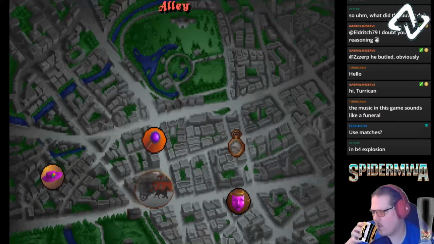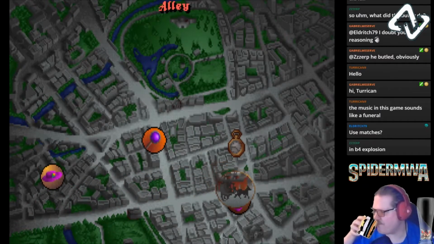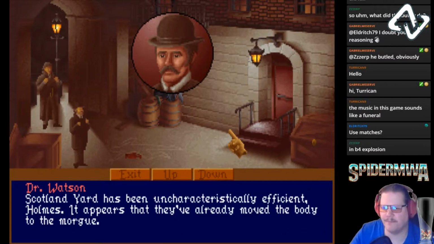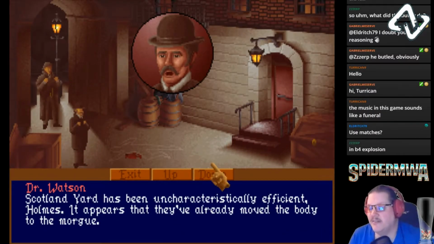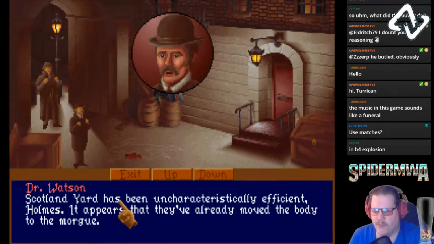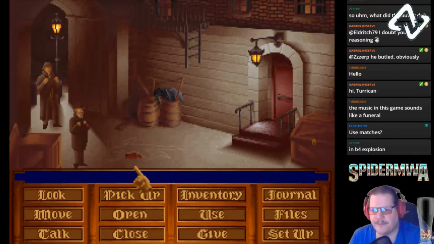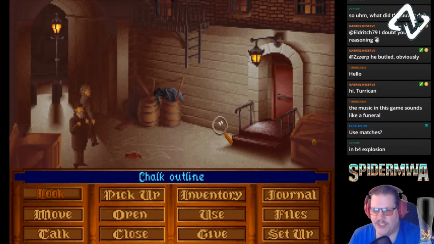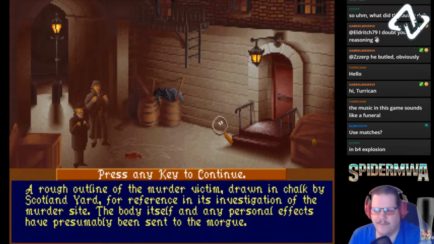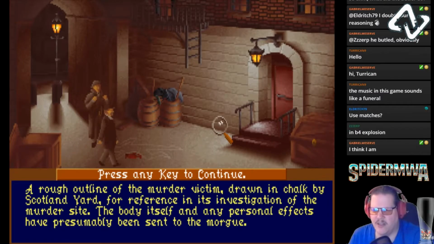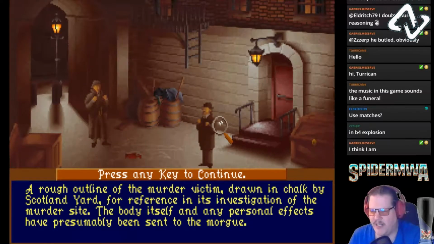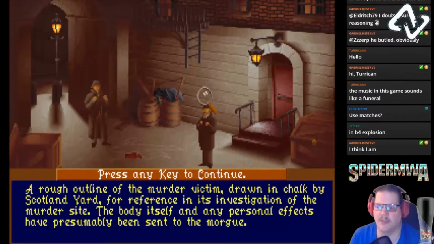Everybody having a good time? Scotland Yard has been uncharacteristically efficient, Holmes. It appears that they've already moved the body to the morgue. Also, I like that they have the outlines, which they never did. A rough outline of the murder victim drawn in chalk by Scotland Yard for reference in its investigation of the murder site. The body itself and any personal effects have presumably been sent to the morgue.